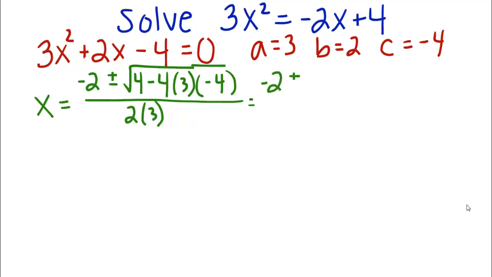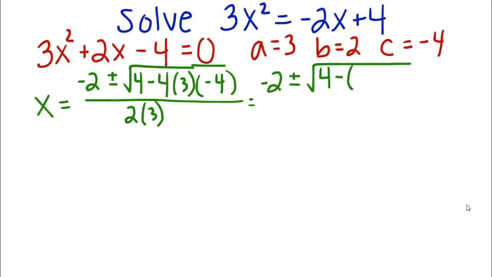Let's see what we get now. Be careful about order of operations. We would not do 4 minus 4. We would figure out 4 times 3 times negative 4, and then subtract that. 4 minus, let's see, 4 times 3 is 12. 12 times negative 4 is going to be negative 48.